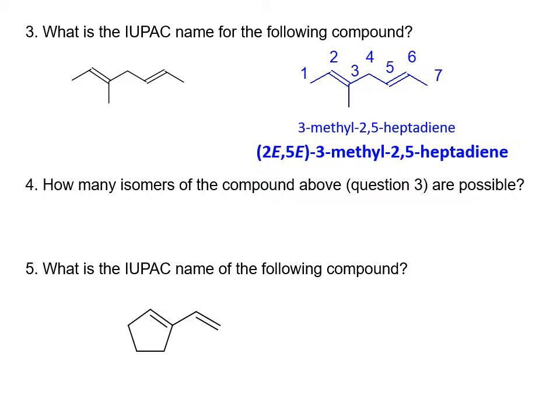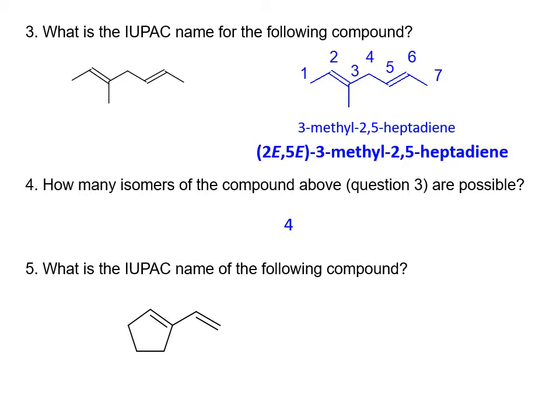How many isomers of the compound in question 3 are possible? The total number of isomers is 4. It's 2 to the power of the number of double bonds, and that's the maximum number of isomers. The number would have been fewer if the molecule contained symmetry. But this molecule has no symmetry. The 3-methyl group breaks any symmetry in the molecule, and so the number of isomers is 2 to the power of the number of double bonds, 2 to the power of 2, or 4.